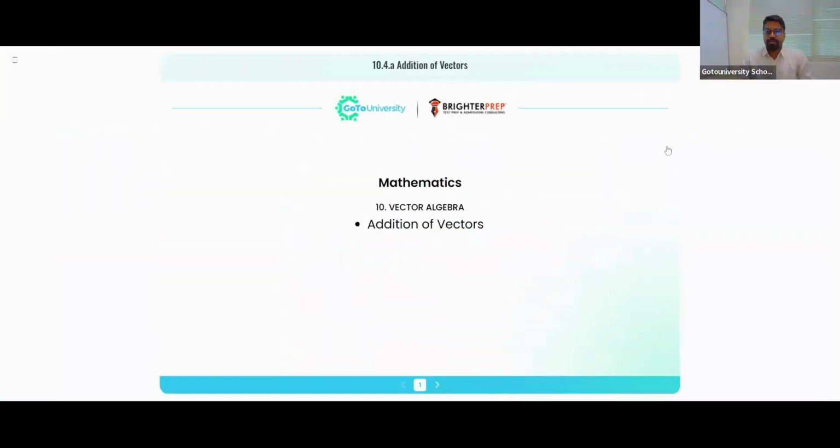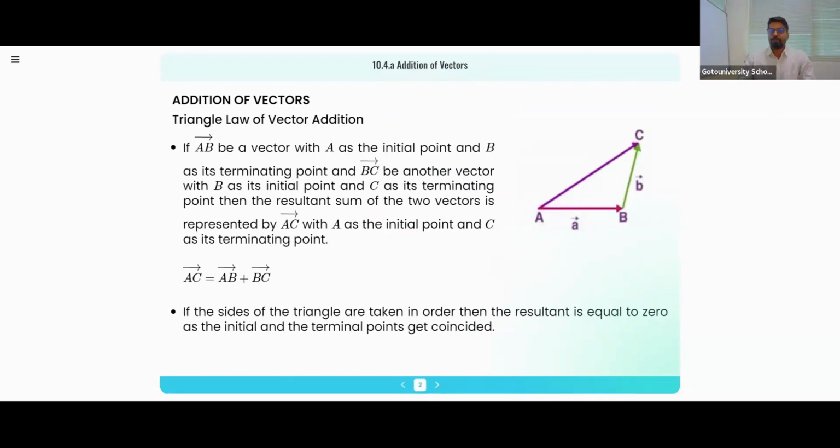How to add a vector. So we know if there are scalar quantities, just like a real number, we can add them, and we know the different rules of addition, right? Same way, how to add a vector. Okay, so there are different methods. There are two important approaches to add a vector.